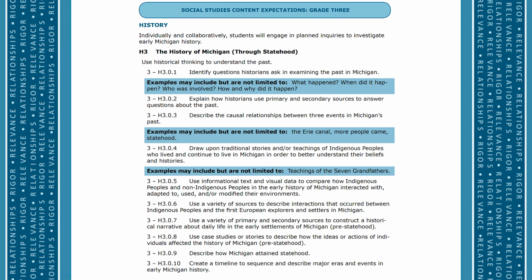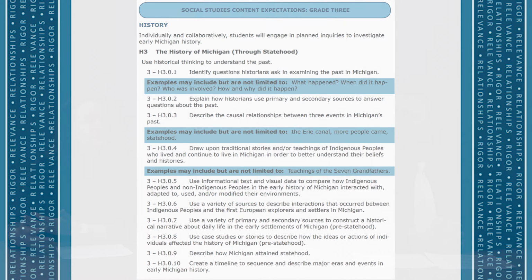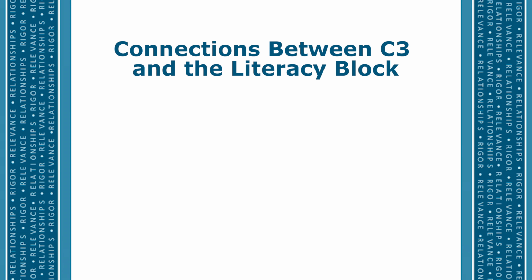They do learn about the history of Indigenous people in Michigan, but then also in fourth grade when they're learning about the current state of our state government and our state culture, they are also included. Okay. There are some great connections between the arc of inquiry that's in the C3 framework and some of the literacy practices that are taking place in particularly elementary classrooms around the state.